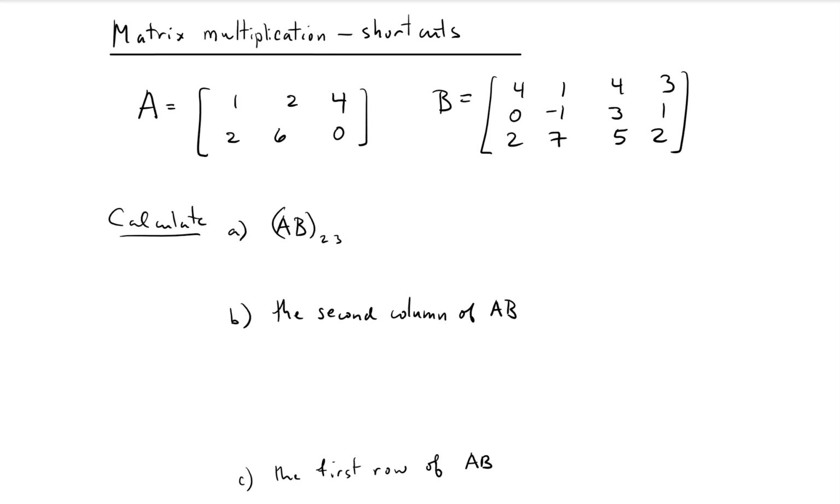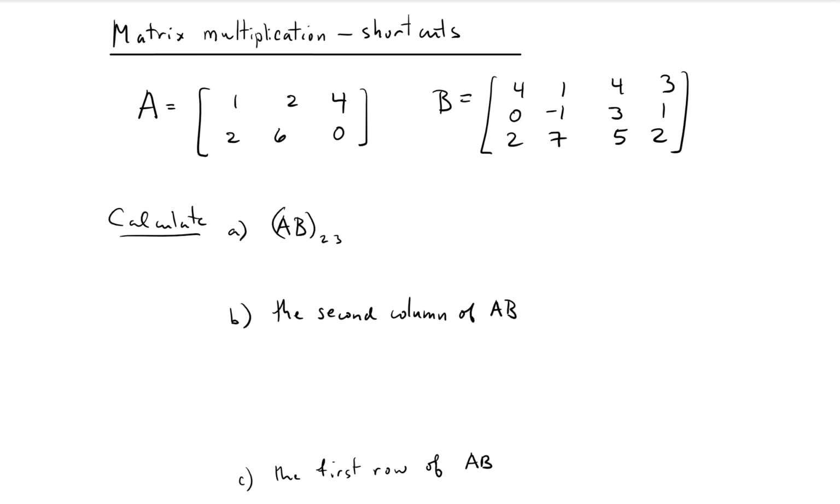Now, sometimes when we multiply two matrices together, we don't want to get the entire product. We just want to get part of it. So I'll show you some shortcuts in this example. I've got matrices A and B that maybe you'll recognize. They're taken from the previous video, and we actually did calculate A times B completely in that other video. But let's say I want to calculate only a specific entry of AB. Maybe I want to calculate the entry 2, 3.